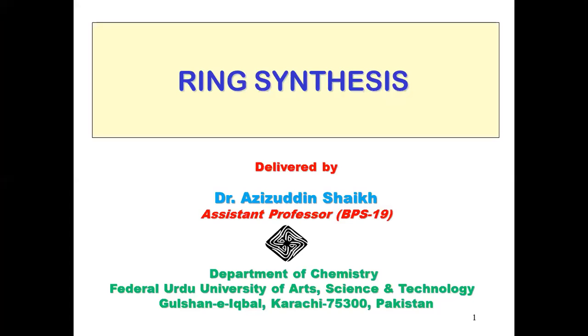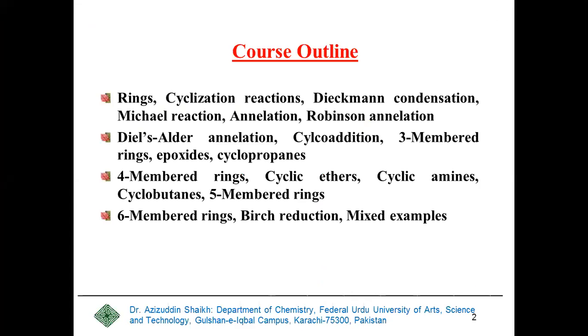The title of this lecture is Course Outline Ring Synthesis. We have discussed two lectures on rings, cyclization reactions, and detailed granulation, three-membered rings included epoxide and cyclopropanes. Now we are going to discuss four-membered rings, in which cyclic ethers, cyclic amines, and cyclobutenes, three types of four-membered rings, as well as five-membered rings.